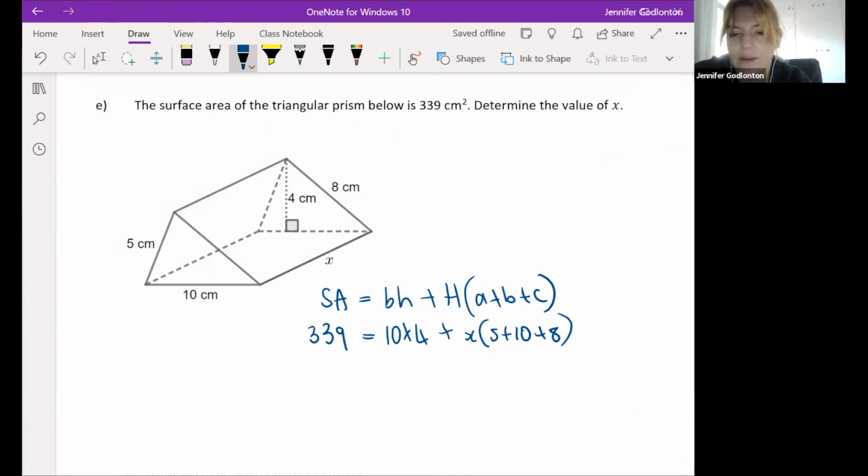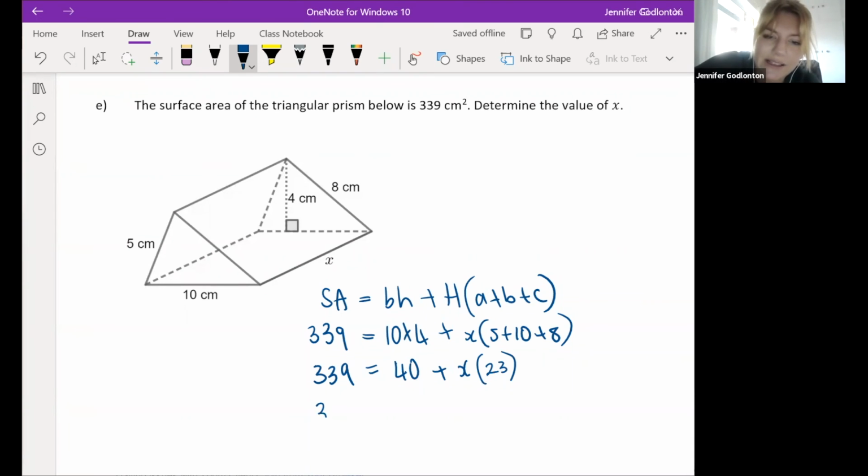Don't be silly, let's work through this step by step. What is 10 times 4? It's 40, ma'am. Okay, cool. What is 5 plus 10 plus 8? 23. Okay, cool. So let's write this in a slightly different way. Let's write this as 339 is equal to 40 plus 23x. How would I solve that equation?